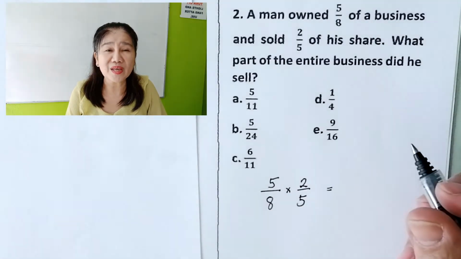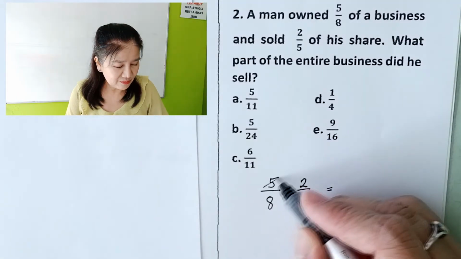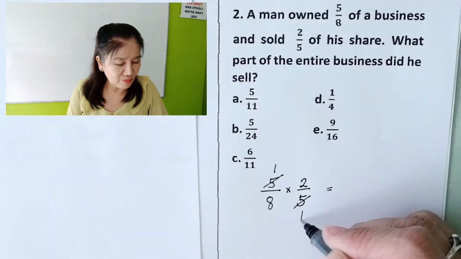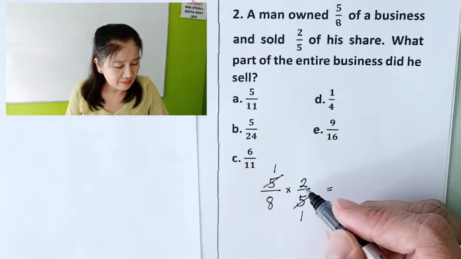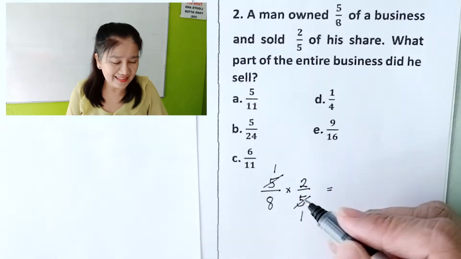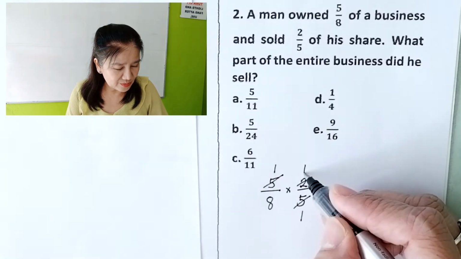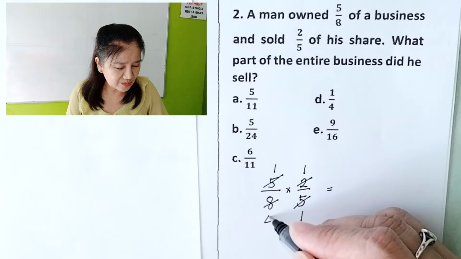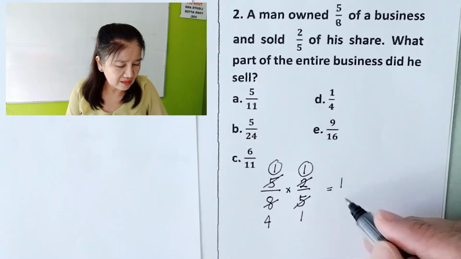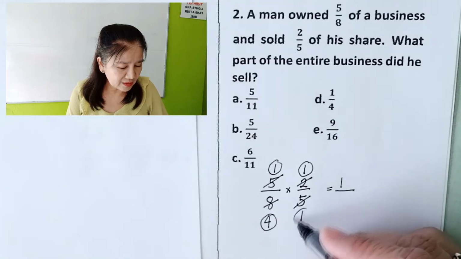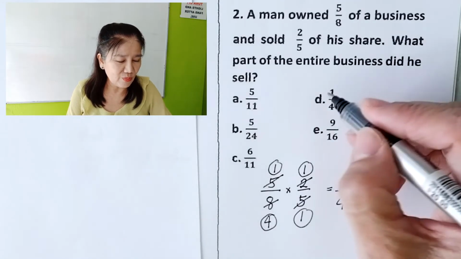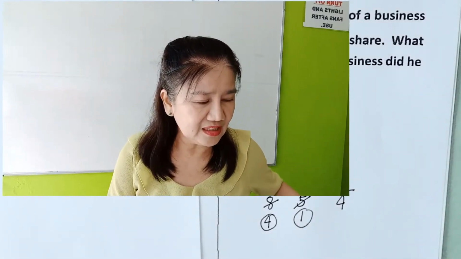Again, the fastest way is to cancel 5 and 5. It means you're getting 1 and 1 here. But 2 and 8 can still be simplified. So you use cancellation again. 2 divided by 2 is 1. 8 divided by 2 is 4. So now we have 1 times 1 is 1 all over 4 times 1 is 4. So the correct answer is 1/4, letter D.